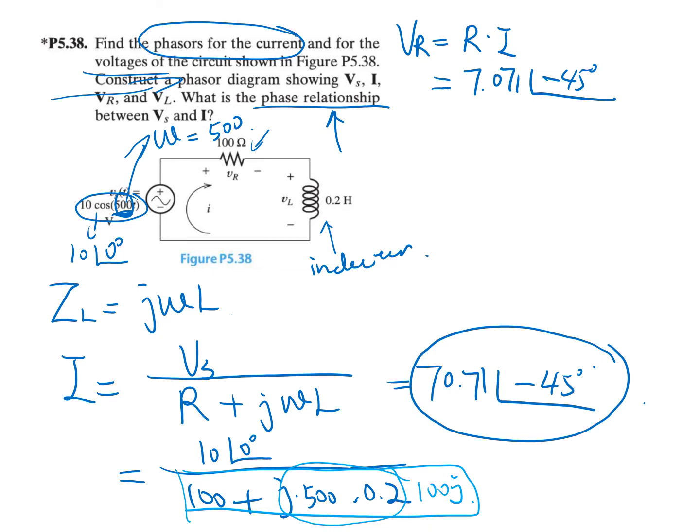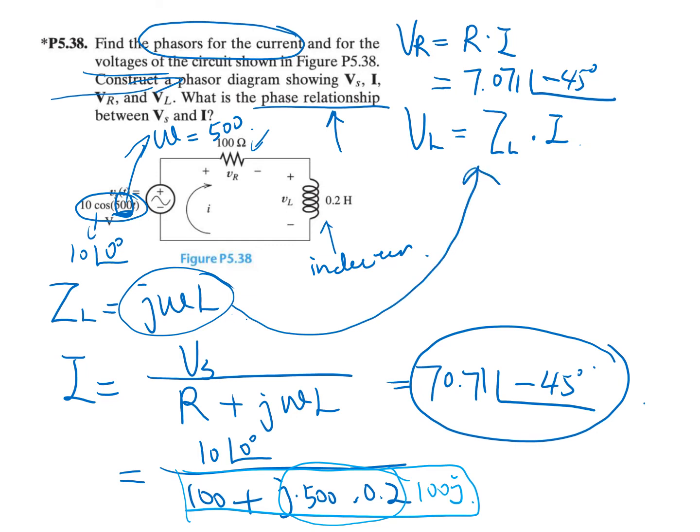And for the inductor, similarly, that's ZL times I, and ZL is here, jωL. If you substitute in the value for ZL times the current I, you get 7.071 at 45 degrees. So now our task is to construct a phasor diagram.